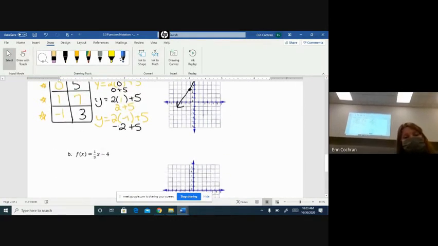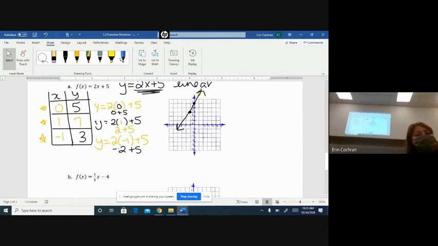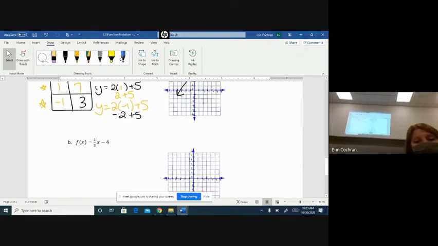All right. Now, let's look at B here. Now, it is changed a little bit, right? But f of x still means what? y. So this is just y equals 1/3 x minus 4. Okay? Is this going to be linear or nonlinear? Is there anything happening to x or y? Nope, so it's still linear. Okay. I thought you said nonlinear.